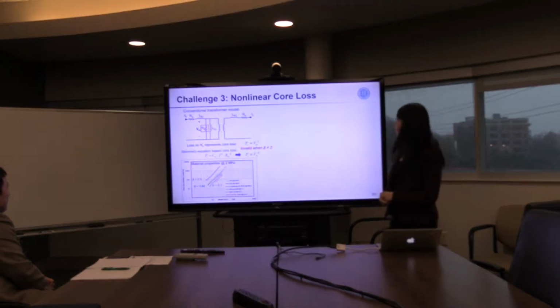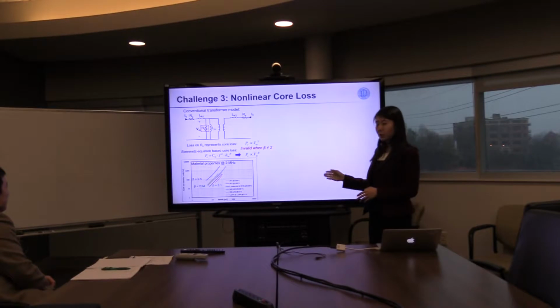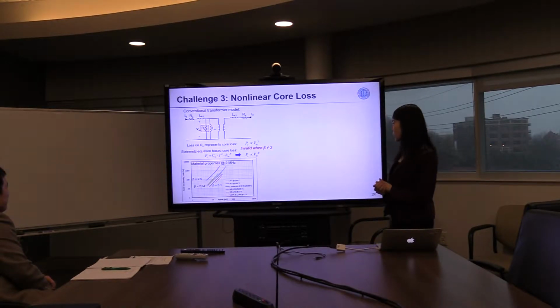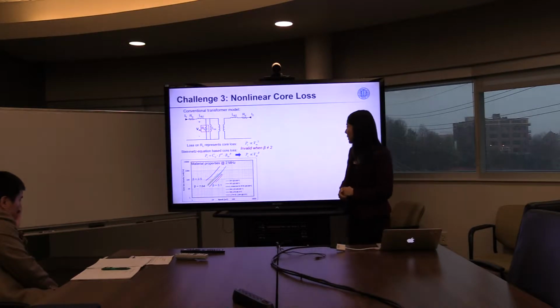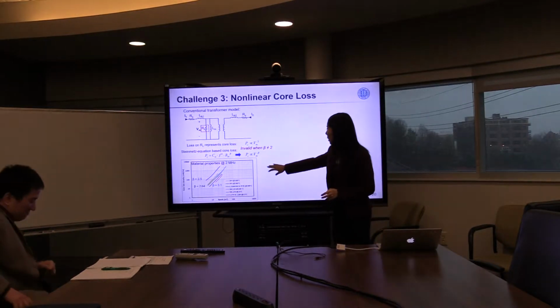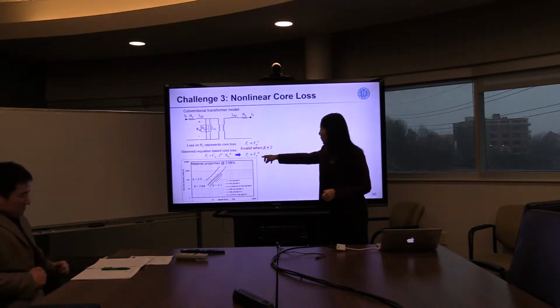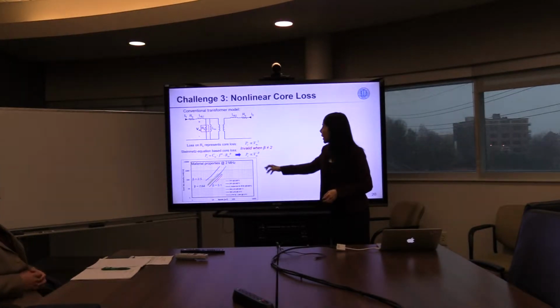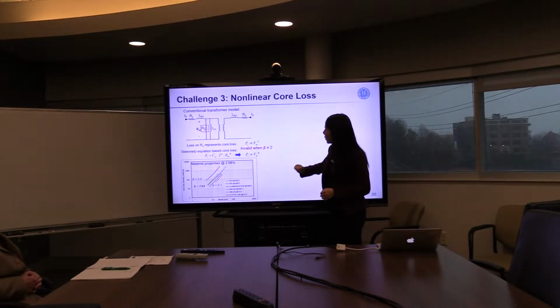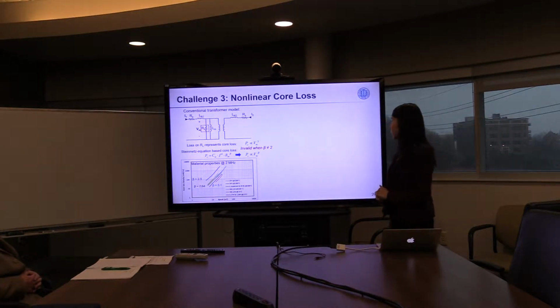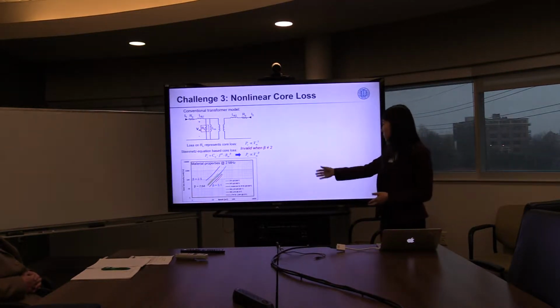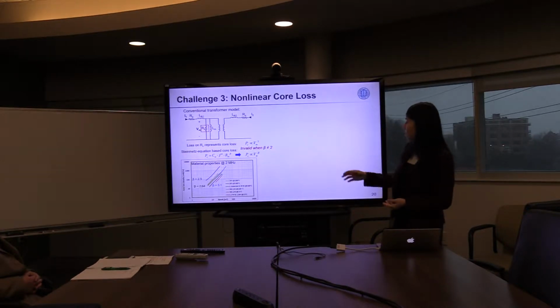However, if we look at the core loss density curves of different magnetic materials, based on Steinmetz's equation, we know that the core loss should be proportional to Vm to the power of beta. So these two are not equal to each other, especially when beta does not equal 2, which is the case for most magnetic materials that have a beta larger than 2.